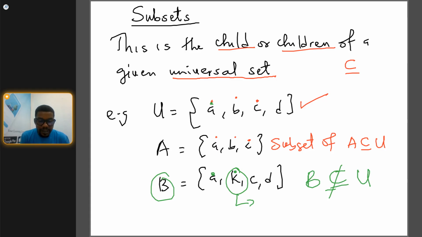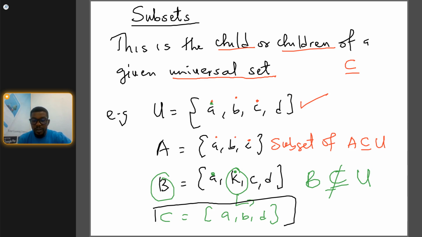Now what about if I say we have C and C is given as A, B, and D? I want to know your response. Is C a subset of the universal set? Just reply to me in the chat box. Is this set, which is C, a subset of the universal set? Yes. Thank you, Sir Emmanuel, for your response. Yes, C is a subset. So we have C is a subset of the universal set.